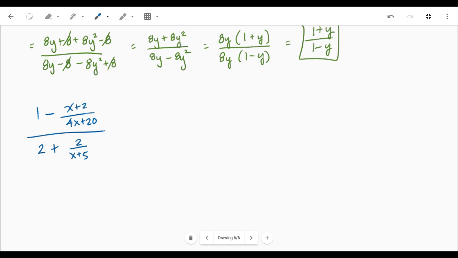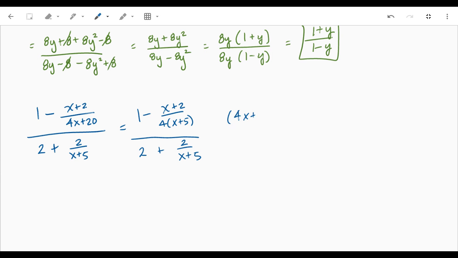This one you want to be careful with, because what you really have here is 1 minus (x + 2) over 4 times (x + 5), and then 2 plus 2 over (x + 5). So when you clear your fractions, the tendency would be to multiply by 4x + 20 and x + 5. You only need to multiply by 4x + 20 on the top and the bottom, because that will clear your fractions. Okay.